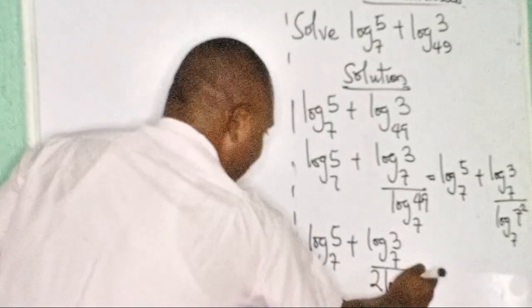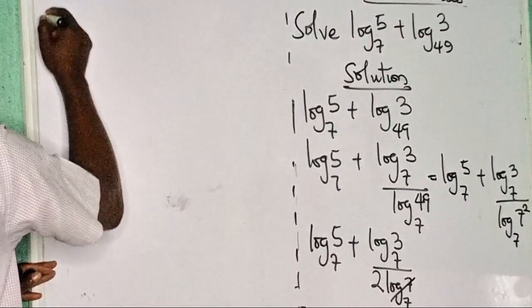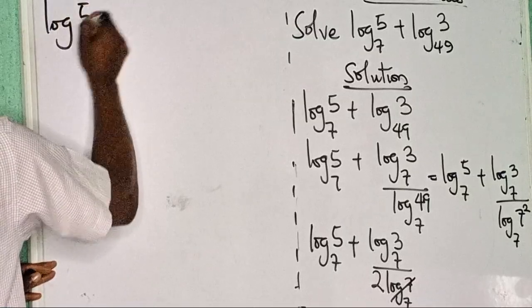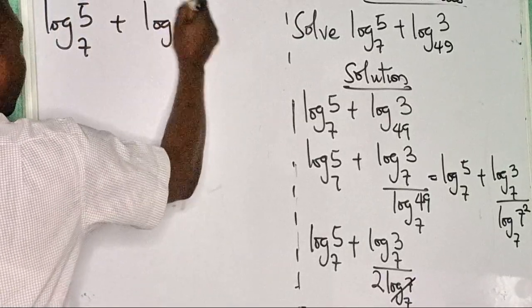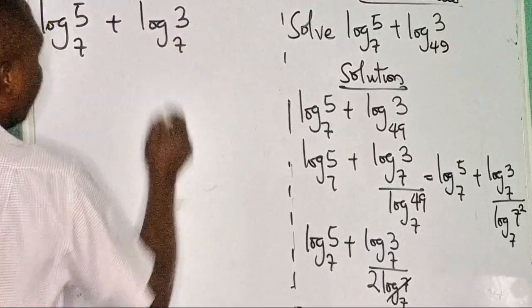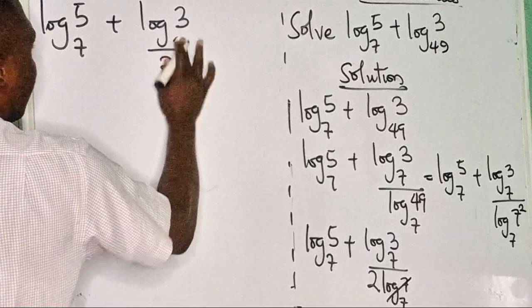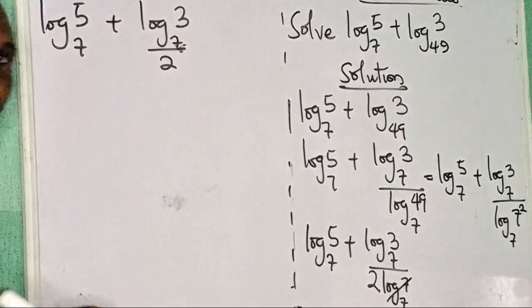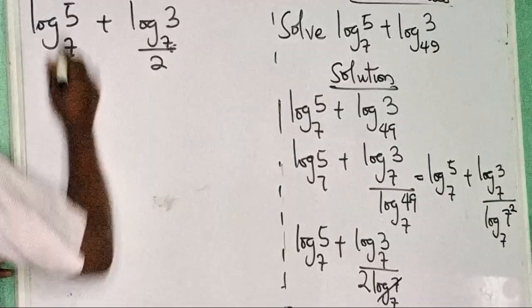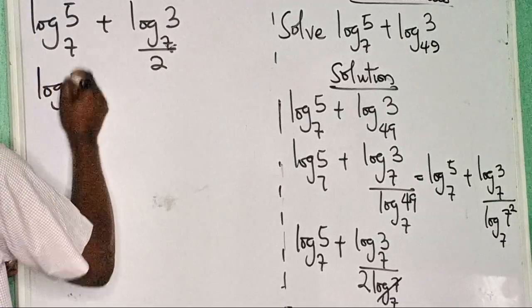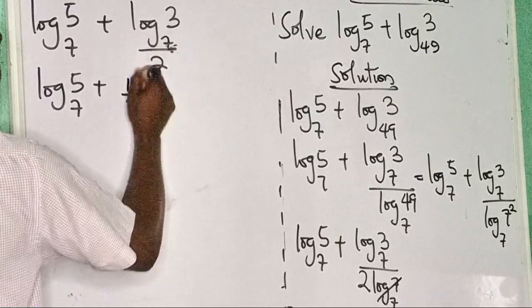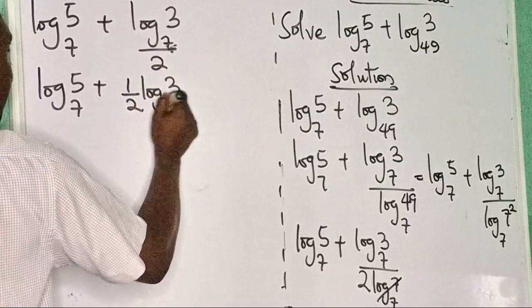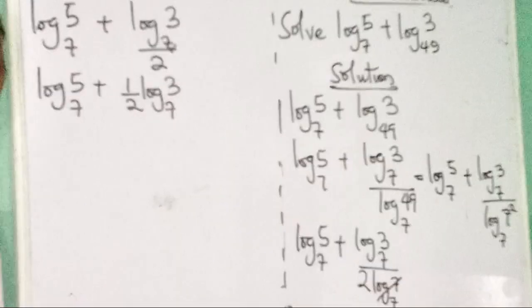Now, log 7 base 7 is 1. So I'll be having log 5 base 7, okay, plus log 3 base 7, okay, over 2. Don't forget this. Is that understood? All right. This can be written as log 5 base 7 plus, I can write this as 1 over 2 log 3 base 7. Is that clear?